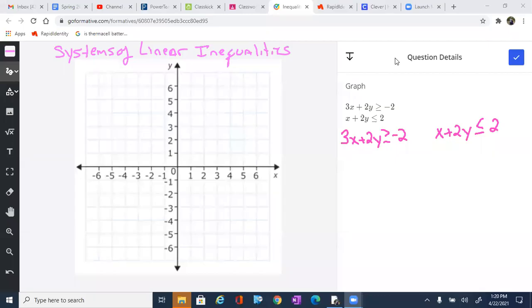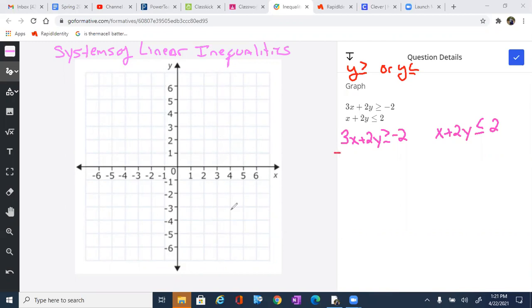All right, so we're going to look at systems of linear inequalities, and in this set of problems, we are going to have to manipulate our equations in order to solve for y, so we can put it in y-intercept form. So we are going to be looking for where it says y greater than or y less than or equal to. So let's go ahead and start moving some things around.